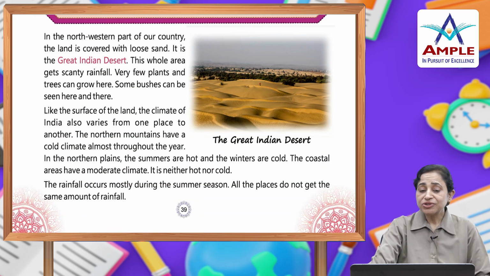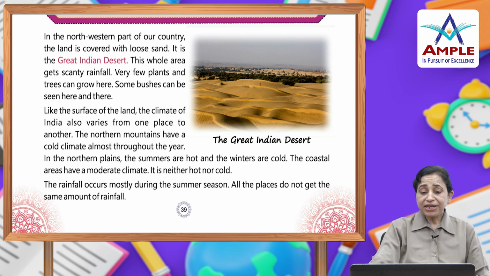In the northwestern part of our country, the land is covered with loose sand and it is the Great Indian Desert. This whole area gets scanty rainfall. Very few plants and trees can grow here because there is less rainfall here. Some bushes can be seen here and there, which do not need much water.